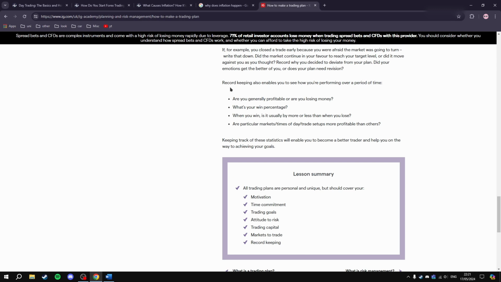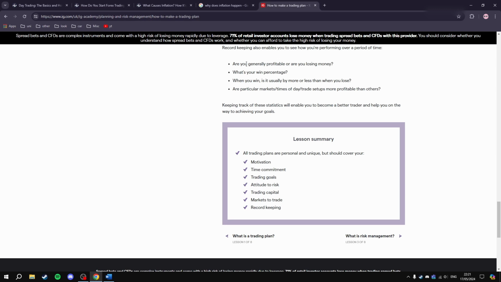Record keeping also enables you to see how you're performing over a period of time. Are you generally profitable, or are you losing money? What's your win percentage? When you win, is it usually by more or less than when you lose? Are particular markets, times of the day, or trade setups more profitable than others?